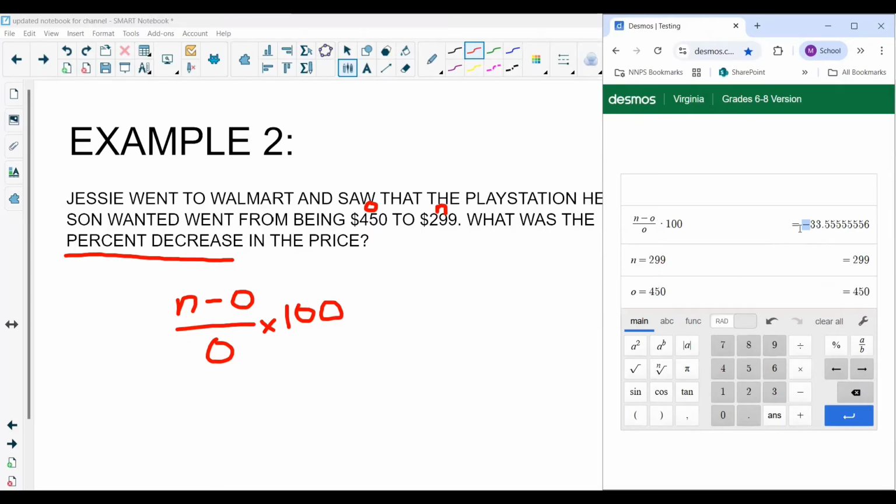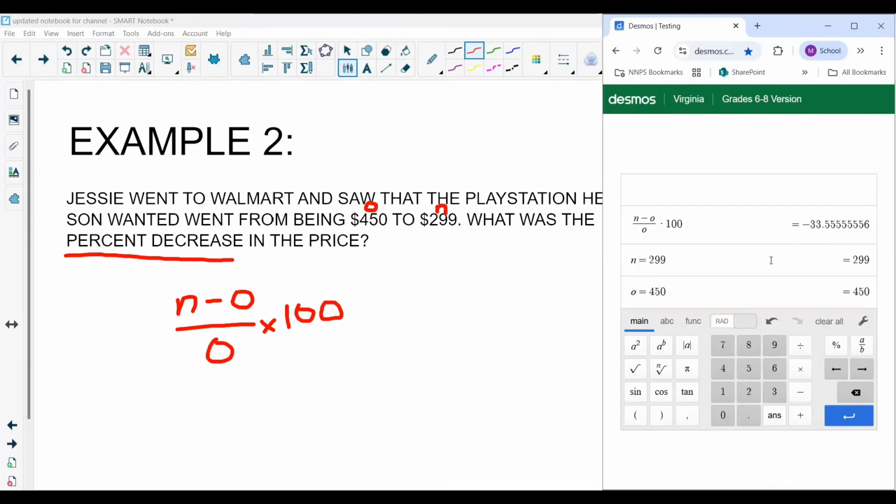Okay, so the final answer would be a 33. You don't say negative 33. Okay, there's no positive or negatives that we put in there. If it's positive, it's a percent increase. If it's a negative answer, it's a percent decrease. So I'm not going to say it's negative 33. I'm going to say it's a 33% decrease.